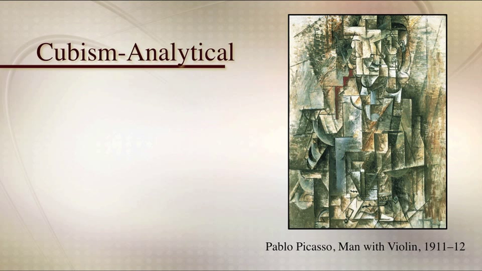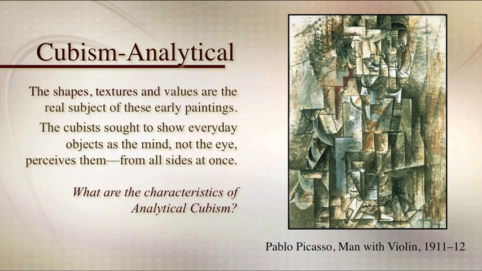Cubism had 2 phases. The first is analytical. Picasso and his friend Georges Braque evolved Cubism as the modern art movement that replaced rendering appearances as lifelike with endless possibilities of invented form. The shapes, textures, and values are the real subjects of these early paintings. The Cubists sought to show everyday objects as the mind, not the eye, perceives them from all sides at once. What are some of the other characteristics of analytical Cubism?